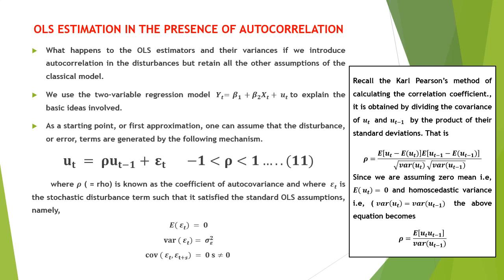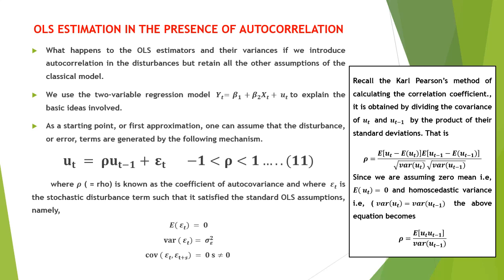Let us take our model as yt is equal to beta 1 plus beta 2 xt plus ut. As a first approximation, one can assume that the disturbance term or the error term is generated by the following mechanism: ut is equal to rho into ut minus 1 plus epsilon t, where rho is known as the coefficient of autocovariance, or the coefficient of correlation between ut and ut minus 1. It lies between plus and minus 1.